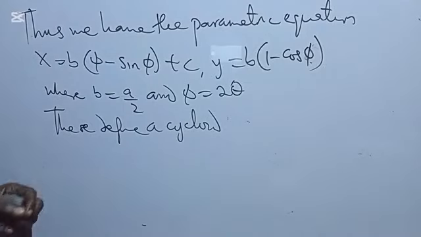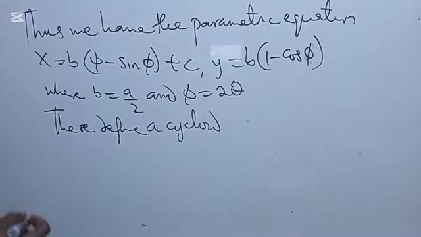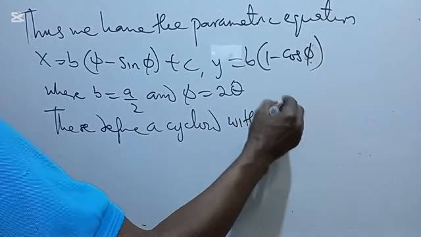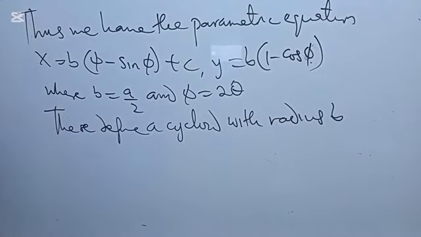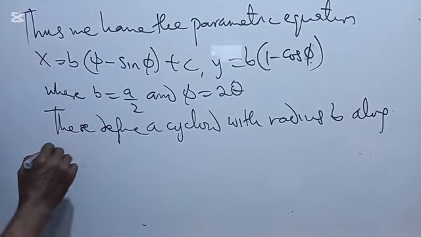A cycloid has the property that when an element like a bead is asked to roll down from one point to another under the influence of gravity on the cycloid curve, it's going to arrive at the bottom part of the cycloid at a constant time. So this defines a cycloid with radius b along the x-axis.